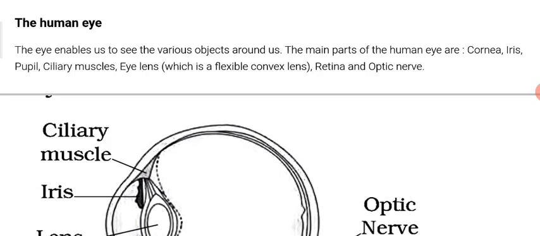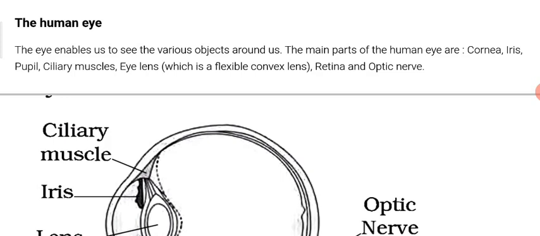The eye enables us to see the various objects around us. The main parts of the human eye are cornea, iris, pupil, ciliary muscles, eye lens, which is a flexible convex lens. Yes, it can be compressed and it can elongate with the help of the ciliary muscles. So that we'll see right now. Retina is an optical film, and the optic nerve, rod cells and cone cells. So that all we'll see in detail.